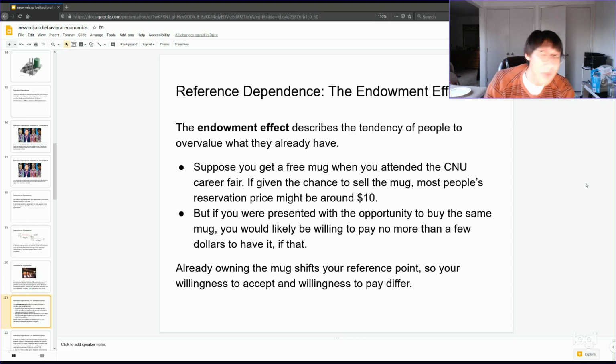But imagine you were presented with the opportunity to buy that same mug. In that case, it's very unlikely you'd be willing to pay $10. You'd maybe only be willing to spend a couple of bucks. So already owning the mug shifts your reference point, and so it changes the price that you're willing to pay for the mug. It changes what you're willing to accept.